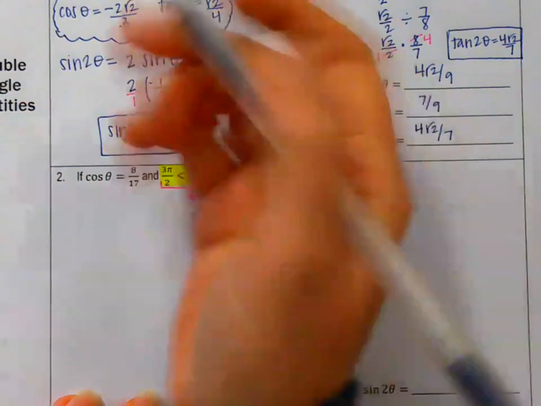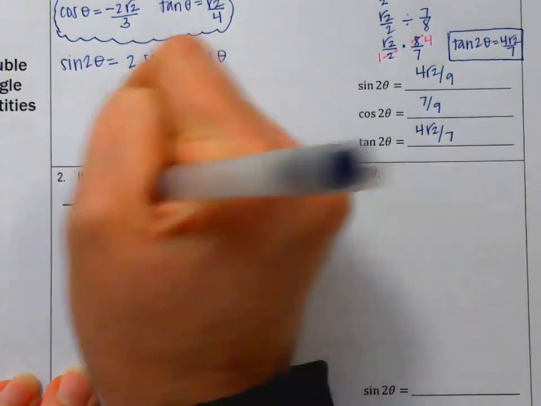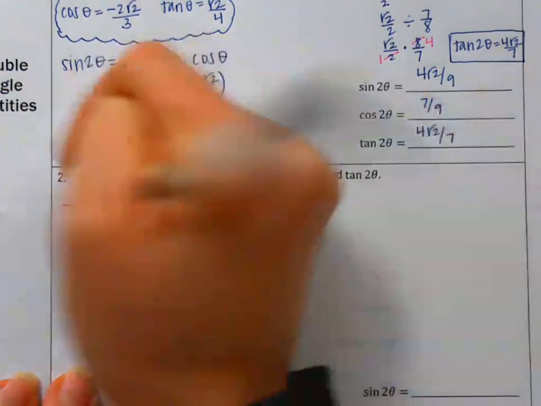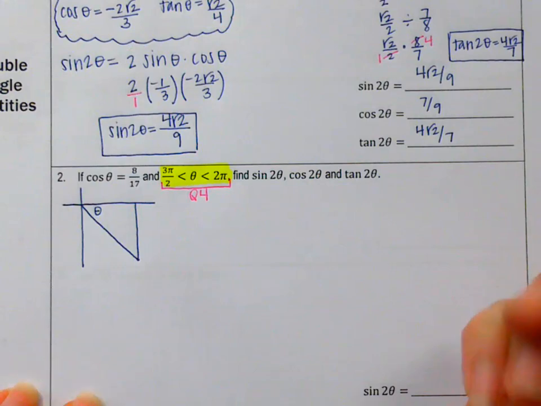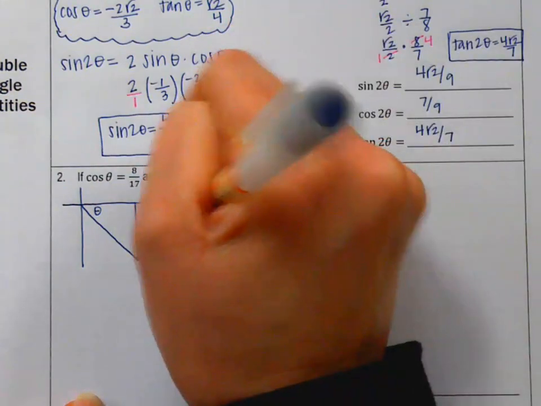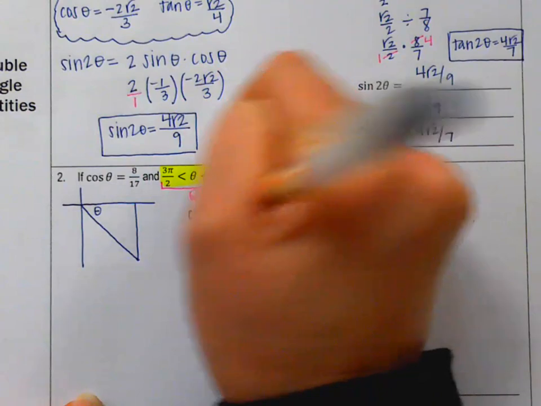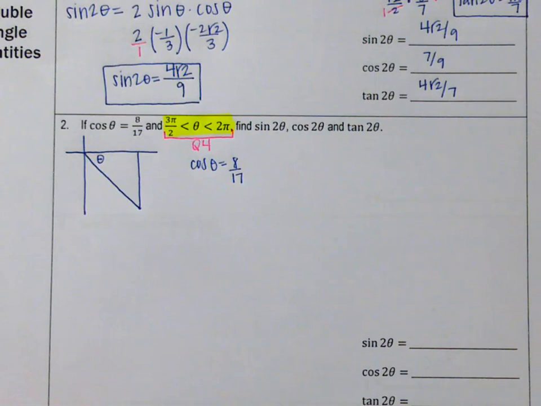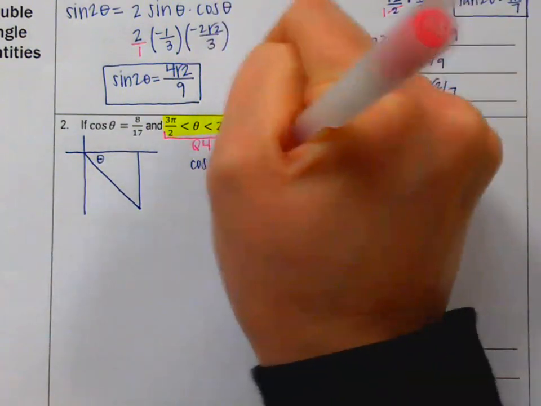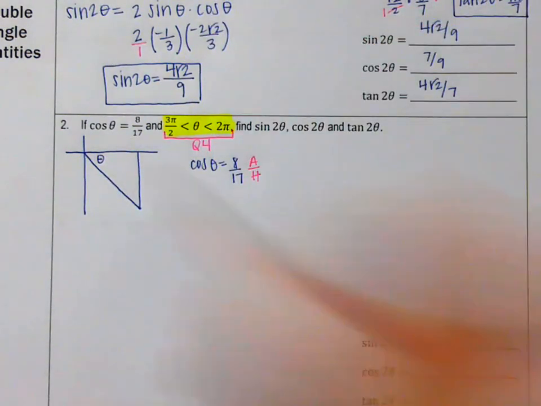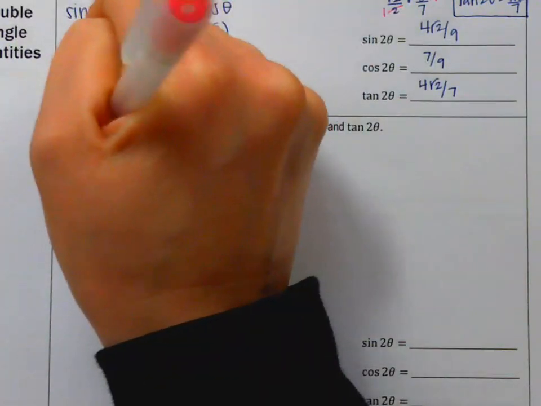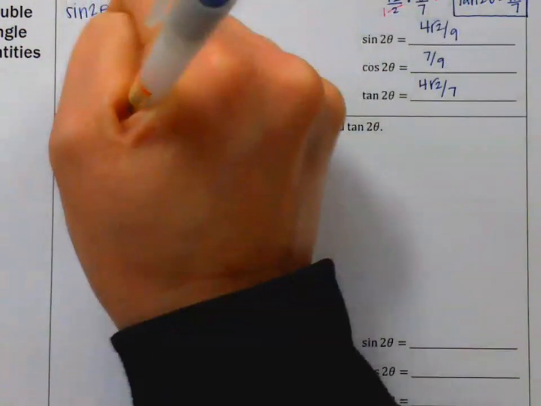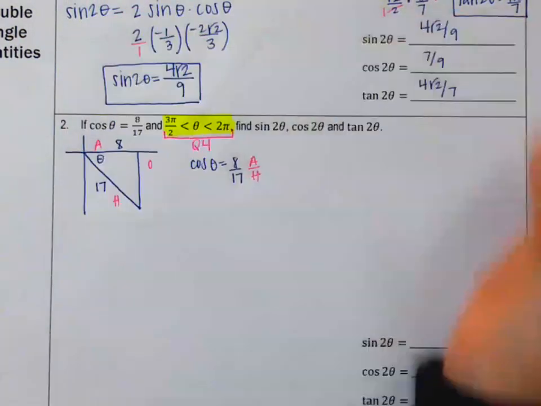Okay, so now that we know it's in quadrant 4, we're going to draw our triangle. Again, always going back to the x-axis from the origin. And so it's giving us cosine theta equals 8 over 17. We know cosine is adjacent over hypotenuse. So adjacent over hypotenuse. I'm just going to label the parts of my triangle. So this is the adjacent, the opposite, the hypotenuse. So the adjacent is 8, the hypotenuse is 17.